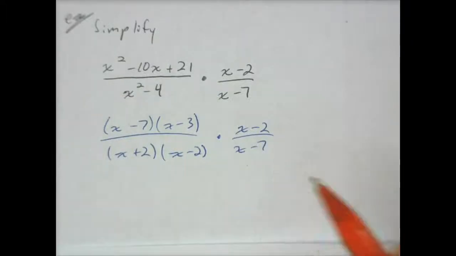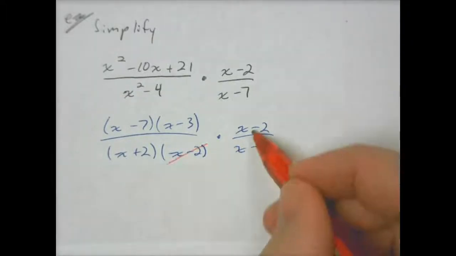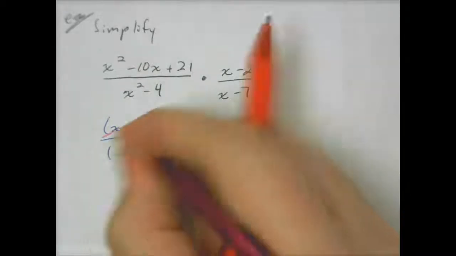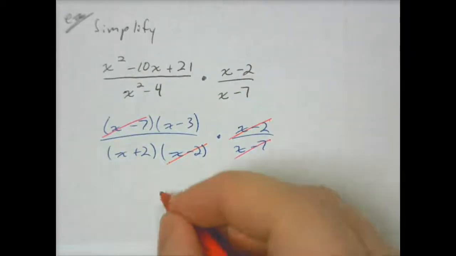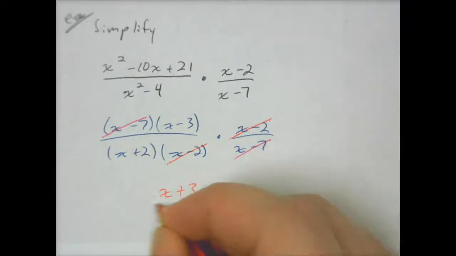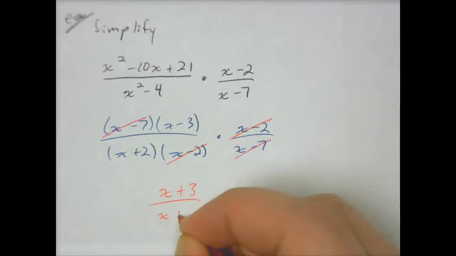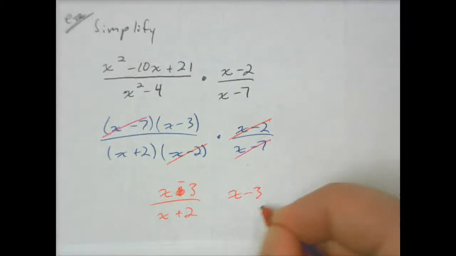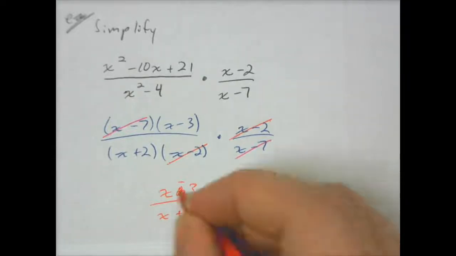All right, just factoring this thing. X minus 2 divided by x minus 2 makes 1. X minus 7 over x minus 7 makes 1. So I'm left with x plus 3 over x plus 2. That should not be a plus. That should be a minus. X minus 3 over x plus 2. There we go. That one's ugly.